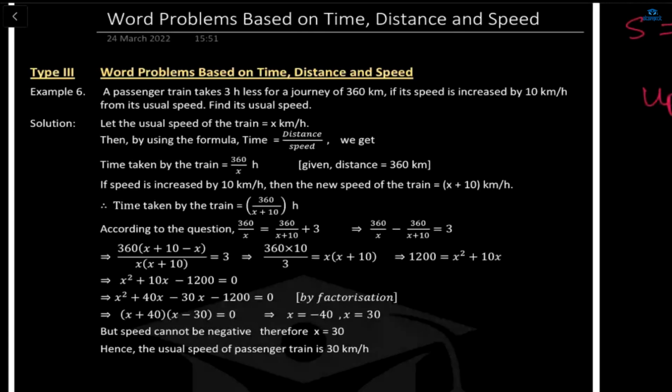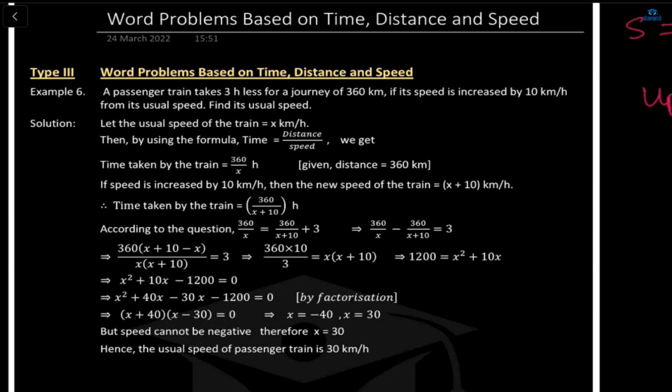The normal speed of the train, you can assume it as x. So let the usual speed of the train be x kilometer per hour. With respect to time, time is equal to distance upon speed. Normally, the speed of the train is x and the distance is 360, so 360 by x is the time the train is going to take in normal days, with normal speed.